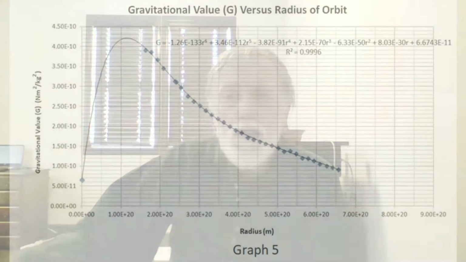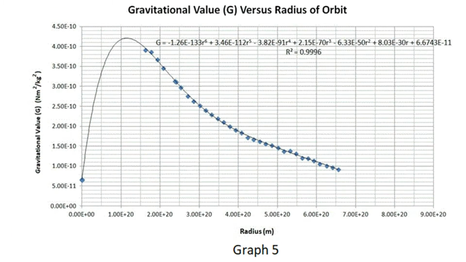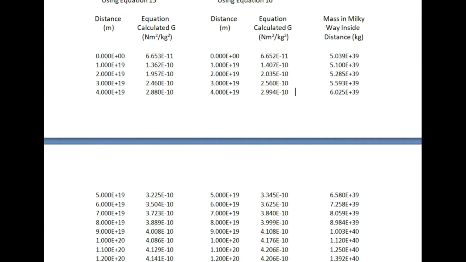If we eliminate these last 5 data points, we actually get a much higher correlation coefficient of 0.9996, and in graph 5, a slightly different regression equation. Using the equations on graphs 4 and 5, the 2 regression equations, and if we choose various distances and calculate the G values by using the equations, we can produce a table 2. So using equations 15 and 16, we can generate this table.